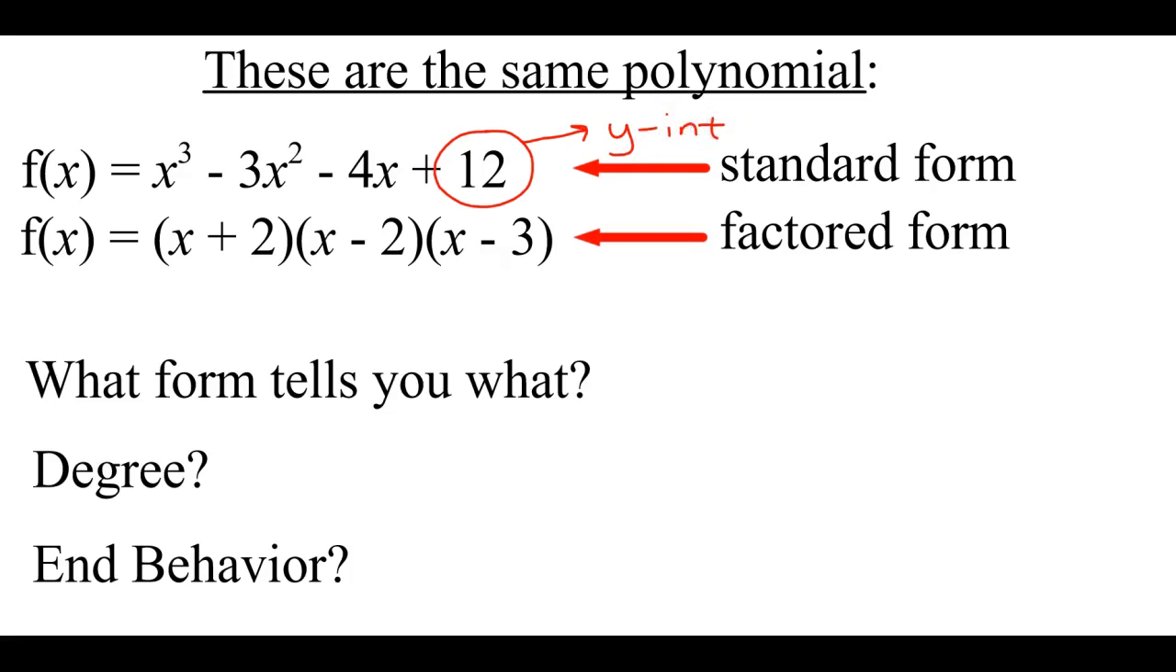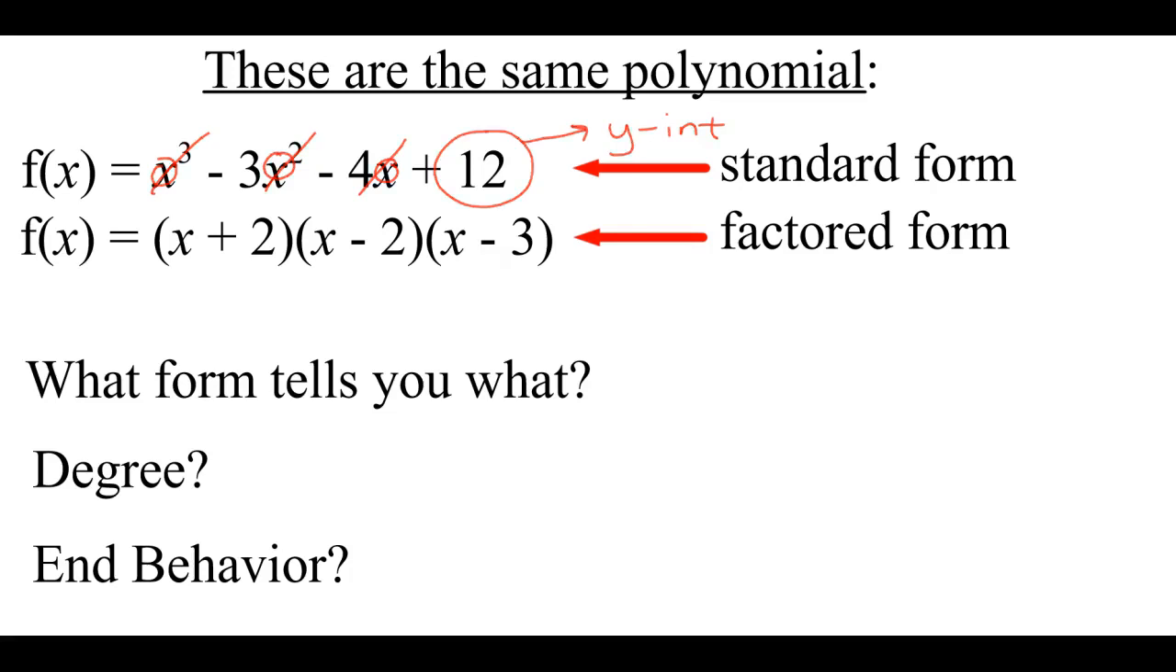If you plug in x is 0, what's 0 cubed? 0. What's 3 times 0? 0. What's 4 times 0? 0. All of those cancel out and you're left with 12. So the y-intercept is always the last number in standard form.